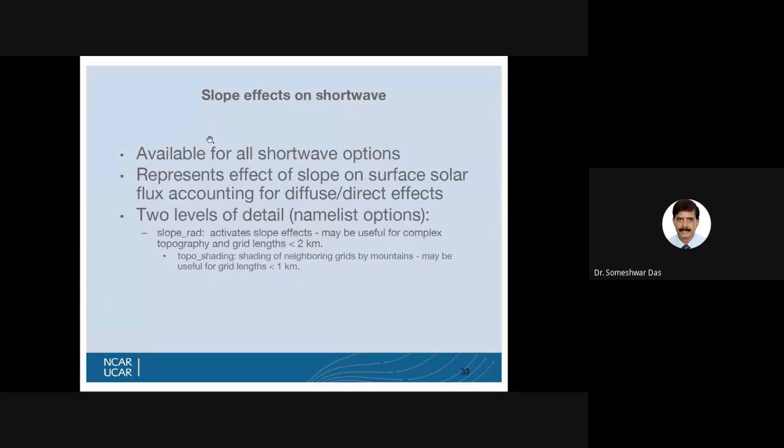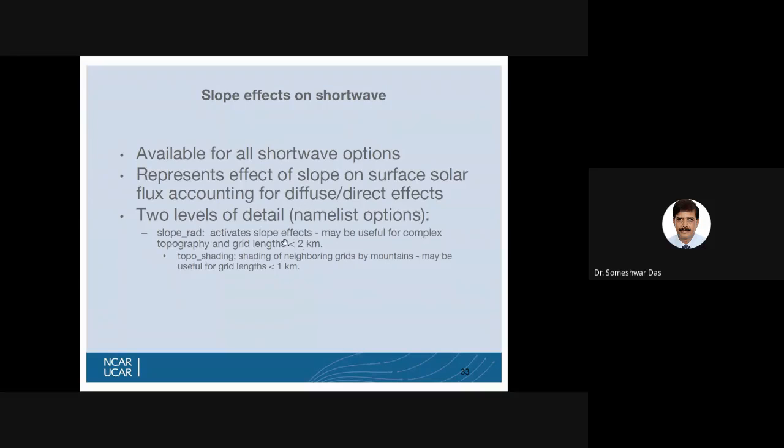There are also recent additions. As you know, people keep improving the schemes and adding new features. Earlier this feature was not available, now it is available for all sorts of options. It represents the effects of the slope on surface solar flux, accounting for diffuse and direct effects. There are two levels of detail, namely the slope_rad option. If you choose this, it activates slope effects, which may be useful for complex topography and grid lengths of less than 2 kilometers resolution. So that is also important.